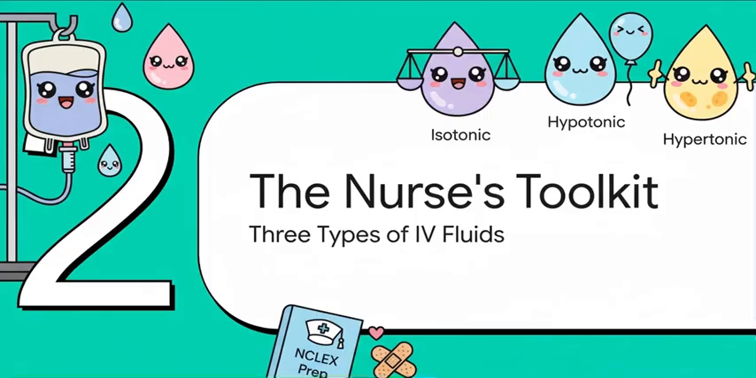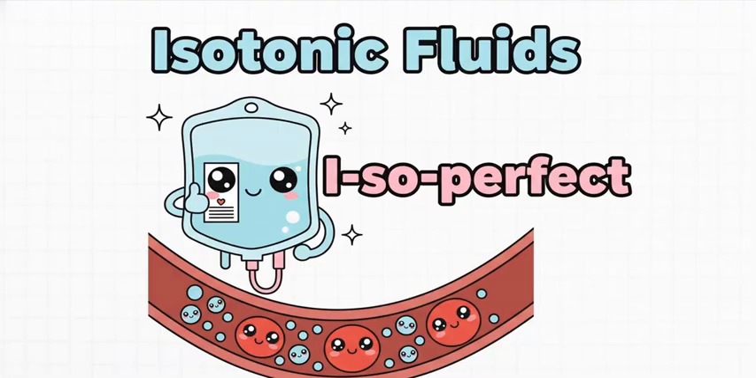All right, let's get into the three main tools in your IV fluid toolkit: isotonic, hypotonic, and hypertonic solutions. Knowing these inside and out is absolutely essential for the NCLEX. First up, we have isotonic fluids. The little phrase I want you to remember is, isotonic stays where I put it. See, these fluids have about the same concentration of particles as our own body fluids, so they're perfectly happy to just hang out where we infuse them.